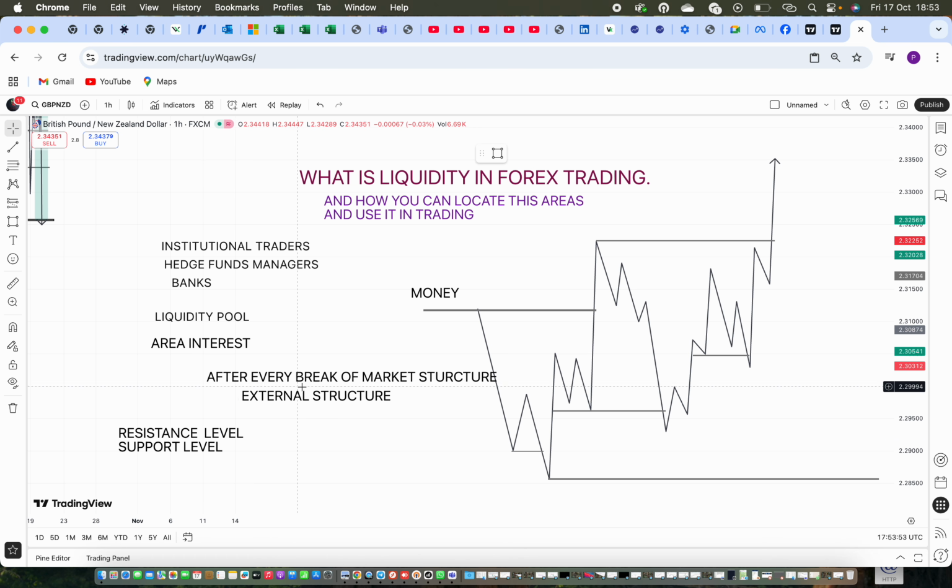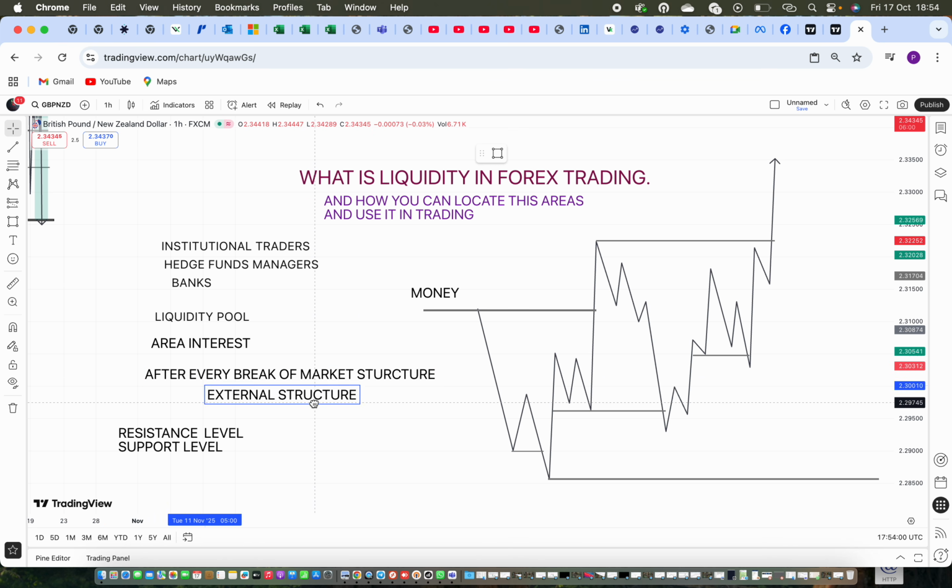Now, after every break of market structure, especially the external market structure, you will definitely find some sort of liquidity left in the market, which is an area that price may likely come back to, where a lot of orders are sitting. If you're not careful and you place your trade before that key level, you're going to be stopped out.